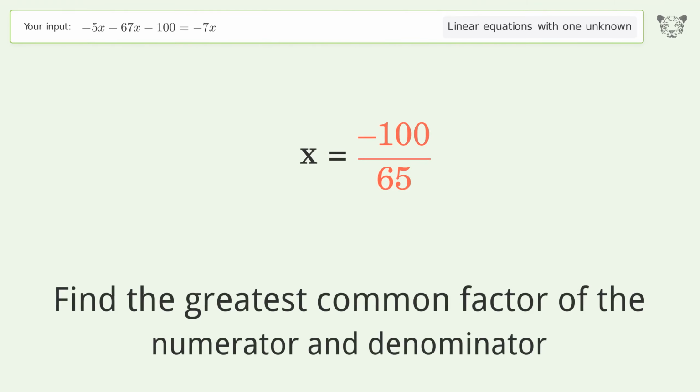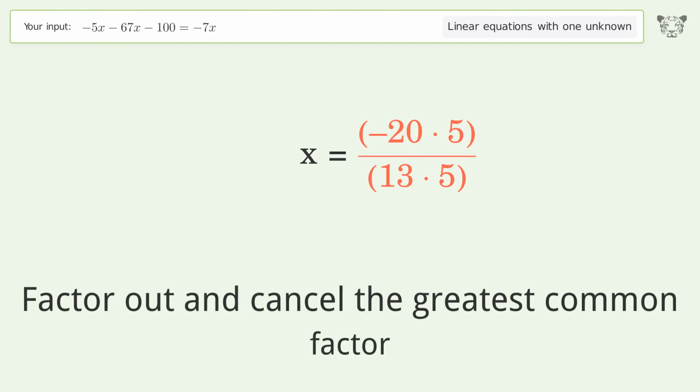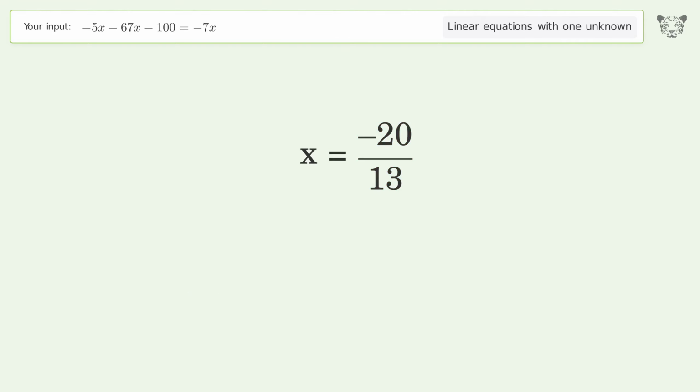Find the greatest common factor of the numerator and denominator. Factor out and cancel the greatest common factor. And so the final result is x equals negative 20 over 13.